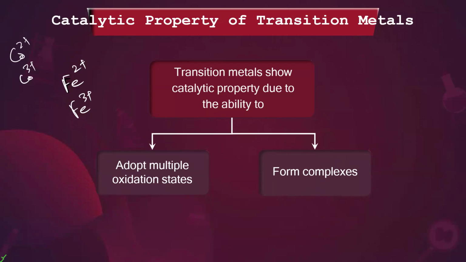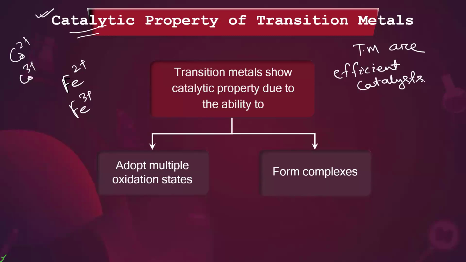Now we are getting another property. This is one of the important properties of d block elements, that is your catalytic property. Okay, this is your catalytic property. Transition metals are efficient catalysts. In the present world, in maximum cases where you see catalysis, transition metals are involved. Okay, why? It is a question. Why do they show efficient catalytic properties?